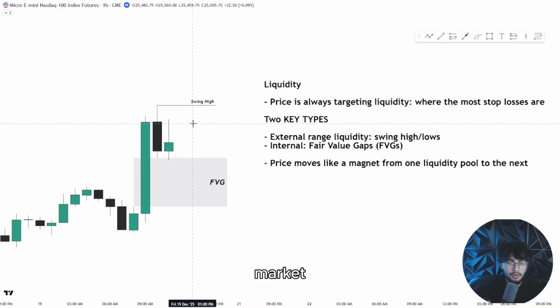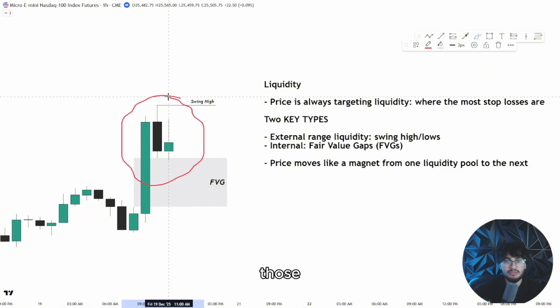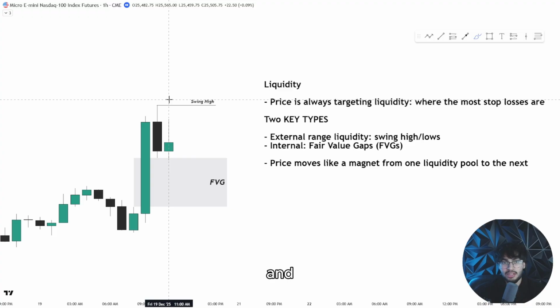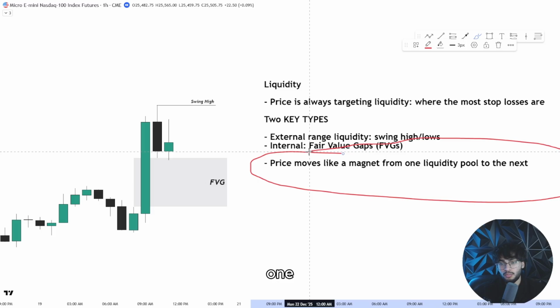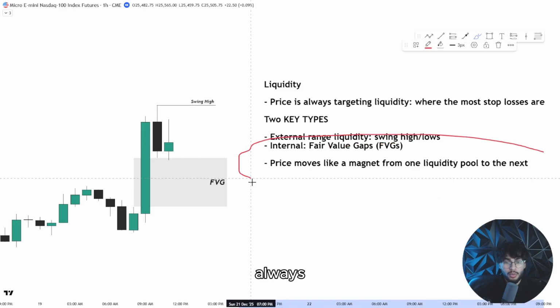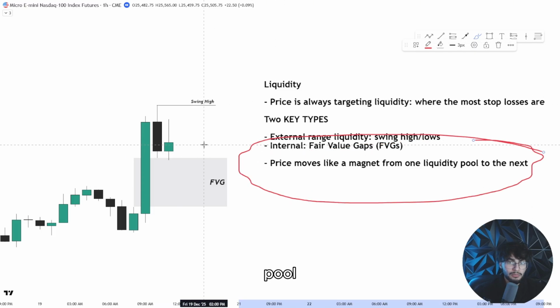You have to understand the market wants to do one thing, and that's to seek that liquidity, because of course the stop losses are there, and that's where the big money and institutions in the market actually want to take them out. And price always moves like a magnet from one liquidity pool to the next.